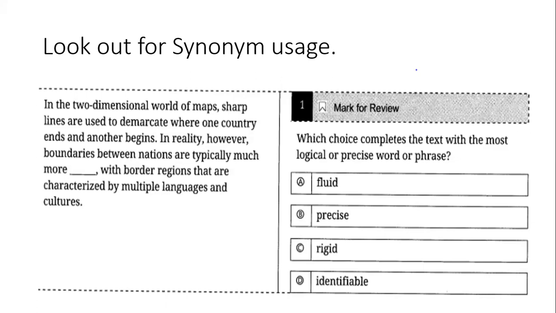When we start reading the passage, it gives us a sense of rigidity. In the second line's ending, it says it is used to demonstrate where one country ends and another begins. That gives a sense of rigidity, which is negative. Then we have a contradiction, "however, in reality, boundaries between nations are typically much more..." That means a positive feeling, the opposite of rigidity. So it's more fluid.